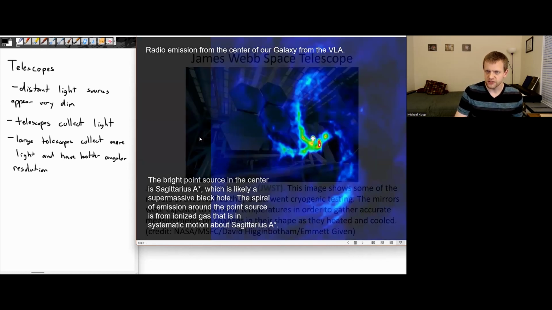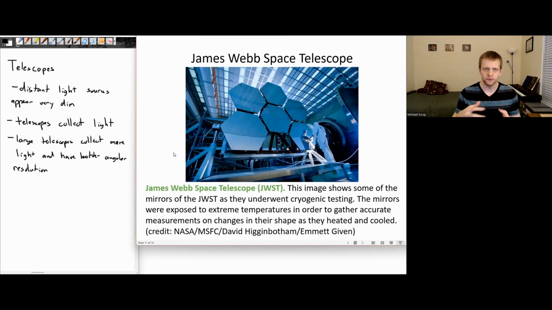So a couple other things. I just wanted to mention a couple choice telescopes that are currently in operation and just kind of mention some of the comparisons between them. Hopefully, in the past couple of months, you've heard about the James Webb Space Telescope.